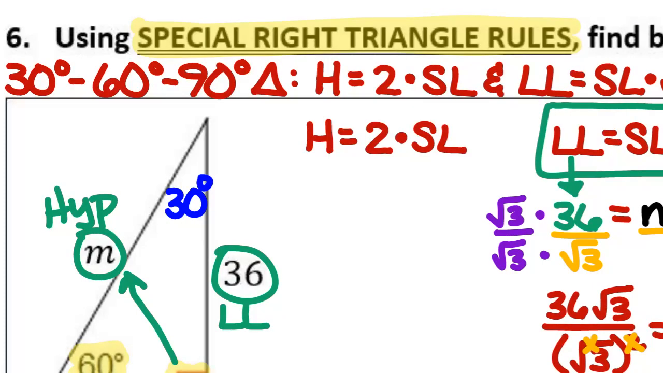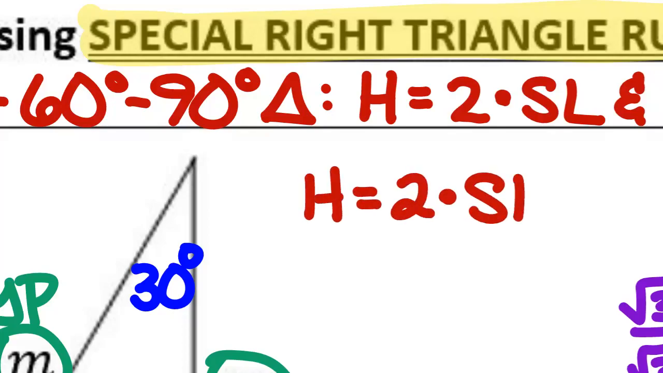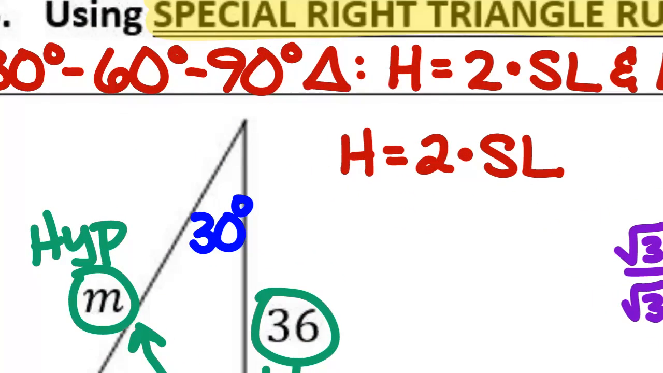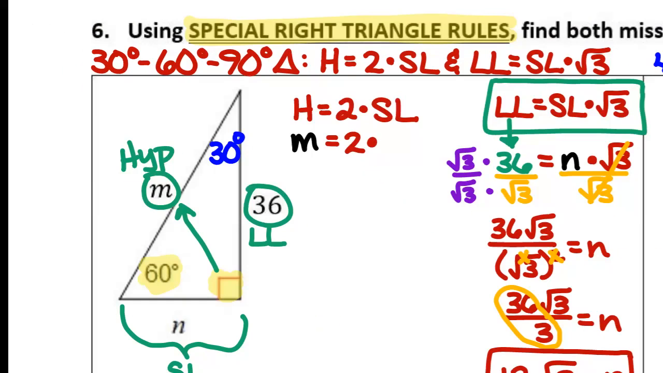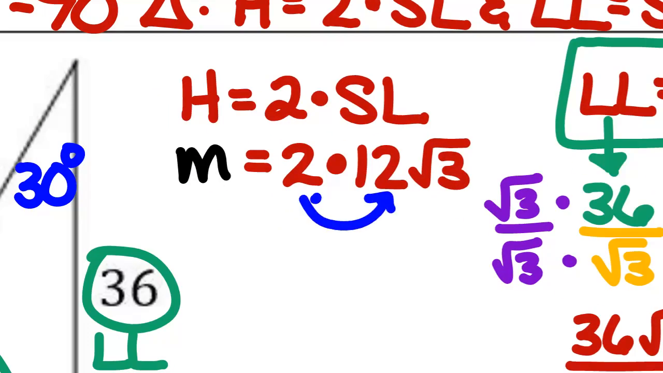All right. We are ready for our other formula now. Hypotenuse equals 2 times the short leg. The hypotenuse is represented by which variable? M. So M equals 2 times, what was the short leg? 12 radical 3.